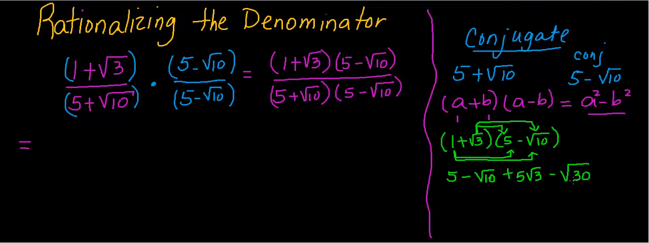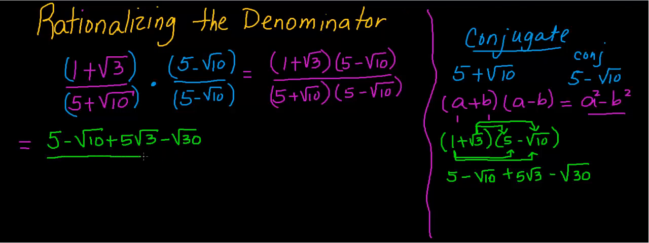Square root of 30, let's see, I can break 30 up into different factors. I can say 1 times 30, 2 times 15, 3 times 10, 4 times nothing, 5 times 6, and then 6 times 5, and you're done. Those are the factors for 30, and none of those factors are perfect squares. Therefore, I cannot simplify square root of 30. Okay, so this expression remains as it is. I cannot combine any of the terms. So for my numerator, I have 5 minus the square root of 10 plus 5 square root of 3 minus the square root of 30.